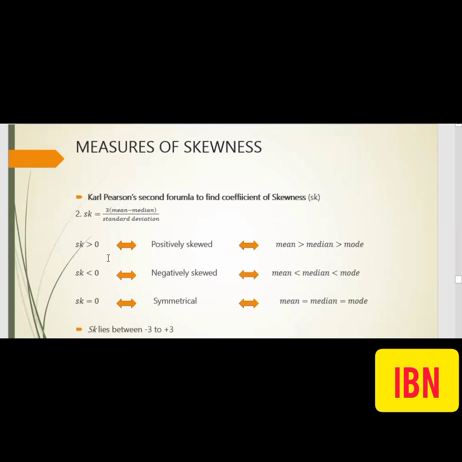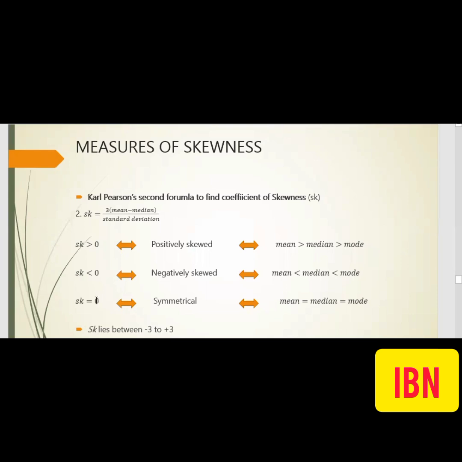Now, what are the limits here? SK lies between -3 and +3. This is the range of skewness for the formula designed by Karl Pearson. If skewness is greater than 0, meaning positive, then the distribution has to be interpreted as positively skewed, and the relationship is mean greater than median greater than mode. Similarly, if skewness is less than 0, meaning the value from these two formulas comes out negative, then this is a negatively skewed distribution, so the mean is less than the median, which is less than the mode.